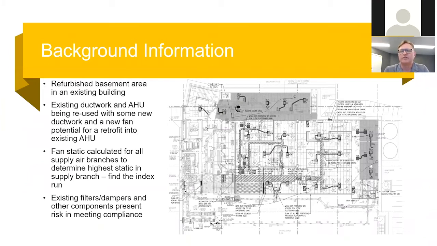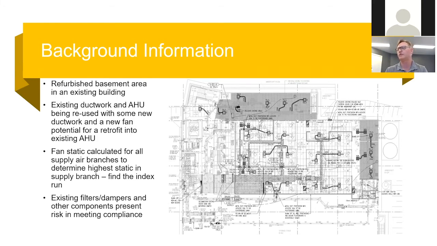In this particular instance, this case study is based on an existing system that was refurbished, and we had to determine whether the fan would meet compliance or not, based on the refurbishments and the ductwork sizing, etc. So it's a basement area of a building that was used mostly for storage, and so we have to go through and determine the existing ductwork, the existing AHU and new ductwork, and work out the index run, and work out the fan static calculation for the supplier branches determined on the index run.